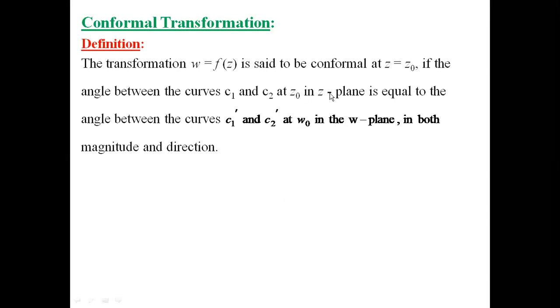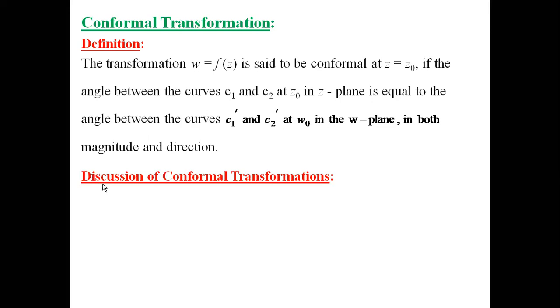So in the z plane, suppose I draw two curves C1 and C2 which intersect at a point z naught, and the angle between them formed is equal to the angle between the curves C1 dash and C2 dash at W naught in the W plane. Means we draw similar two curves in the W plane denoted by C1 dash and C2 dash. The angle between them is say theta dash at the point W naught in the W plane. So the angle theta in the Z plane is equal to theta dash in the W plane in both magnitude and direction. If this condition is satisfied, we say such a transformation is said to be conformal.